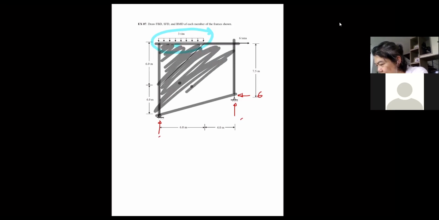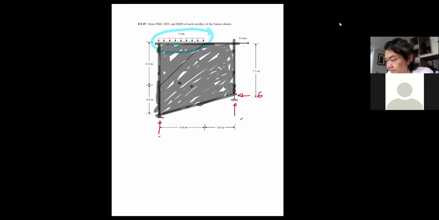See, now we don't have any frame. We just have this, one rigid body instead of a frame. But I have the same forces acting on the system. Okay?